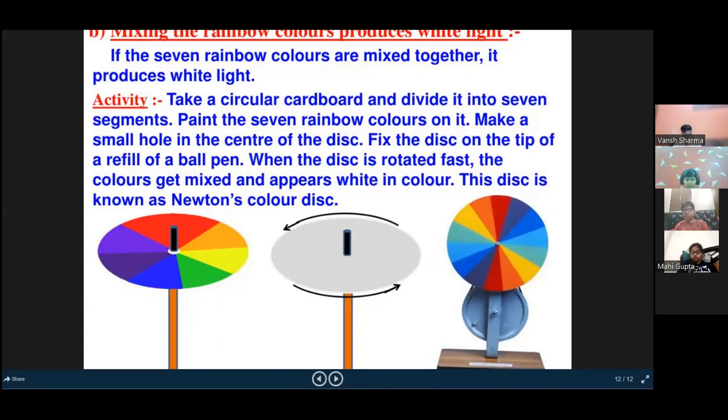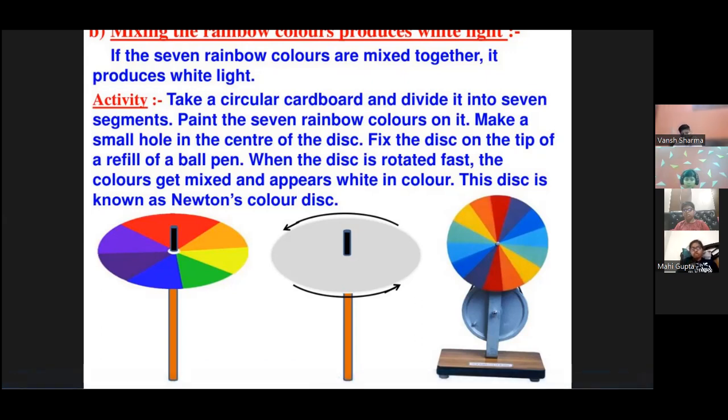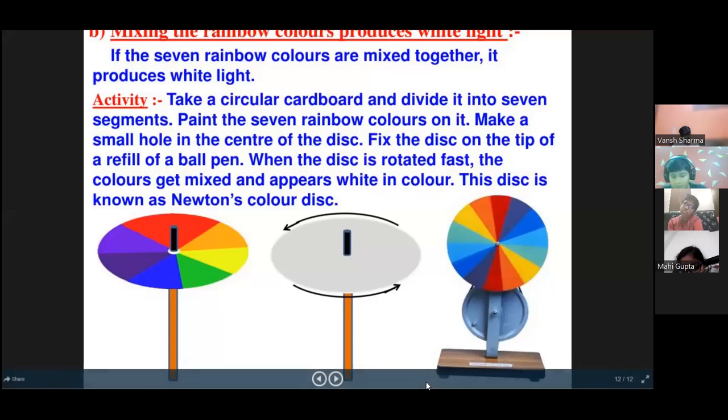Why is it so? Can you tell me, anyone? Why are we not able to identify the different colors when we are rotating it so fast? Tell me, any one of you? See, the reason is written here. The colors get mixed and appear white in color. There is an overlapping in the colors. We are not able to differentiate between the different colors. That's why there is an overlapping.